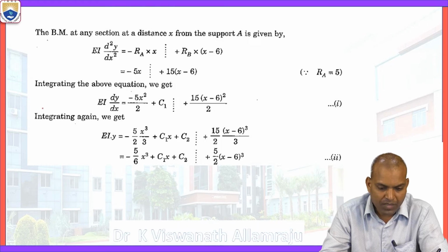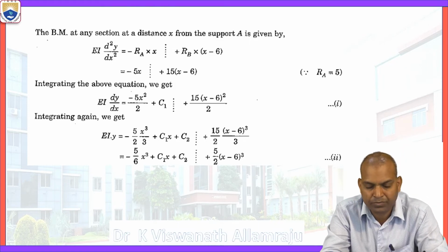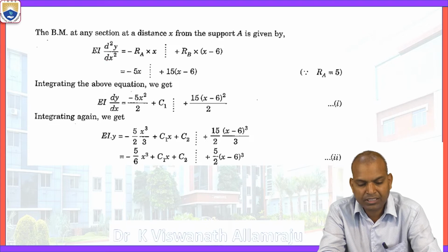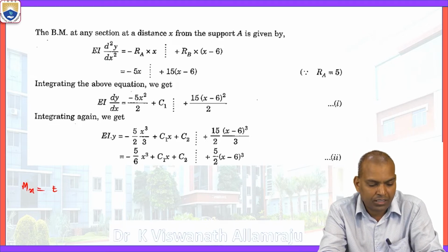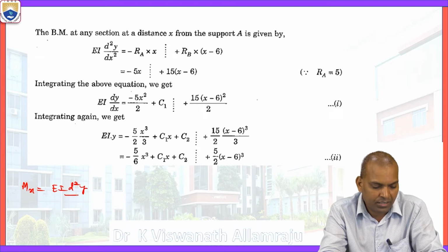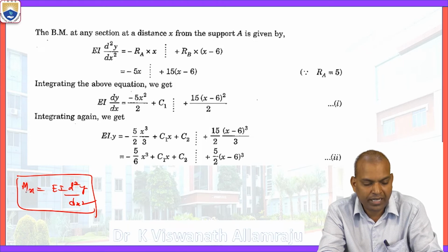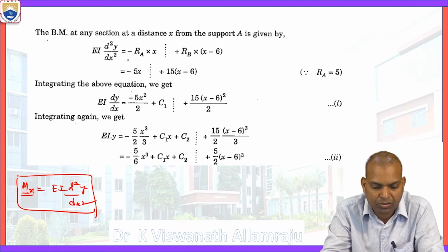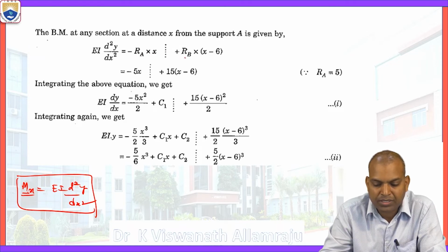Now, after that, what to do? We have to consider a distance x at any section from support A. We consider EI times d square y by dx square, which is the moment equation at any section. We already know that. So, the moment equation at any section x is EI times d square y by dx square equals minus RA times x plus RB times (x minus 6).